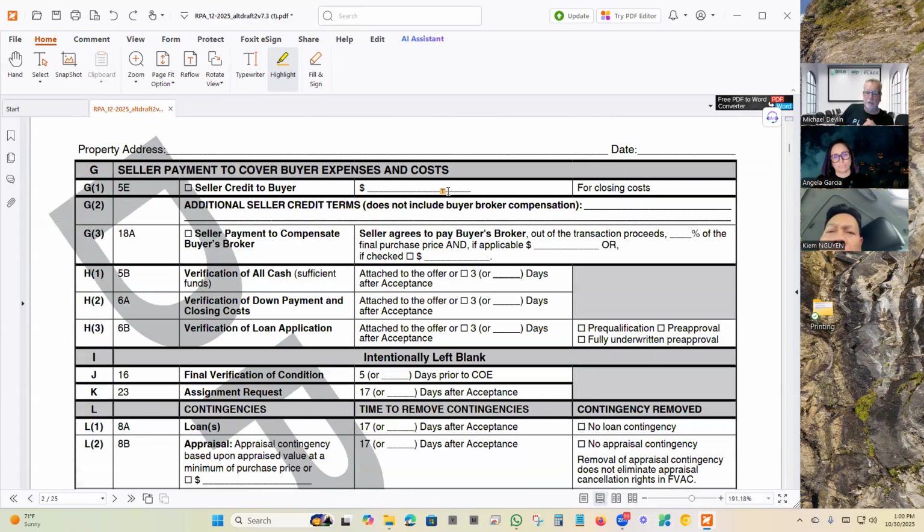Let's get to the good stuff. Where does it talk about my commission? So paragraph G, G1, G2, and G3. G1 is a seller credit to the buyer. Notice it says for closing costs.